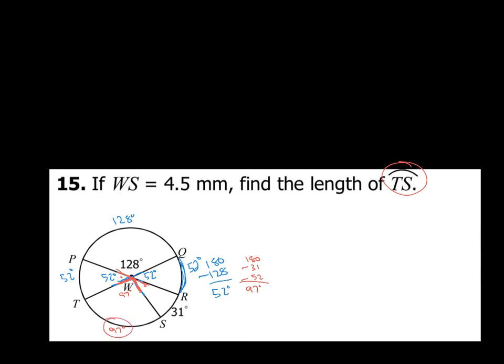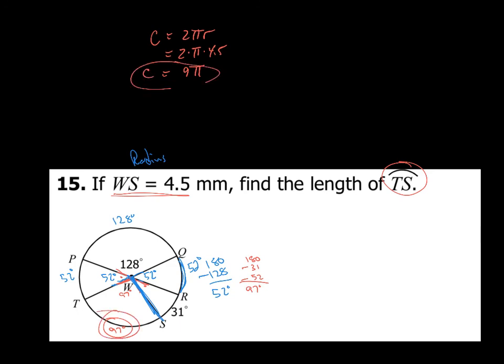I needed that arc. Now I go back up here. WS is 4.5 millimeters. So I go find WS. That's this piece right here. That's a radius. I just need to know if it's a radius or diameter. So circumference is going to be equal to 2 pi radius, because they gave me a radius. So that's going to be 2 times pi times 4.5, or 9 pi. That's my circumference. I need my circumference, and I need my arc measure.